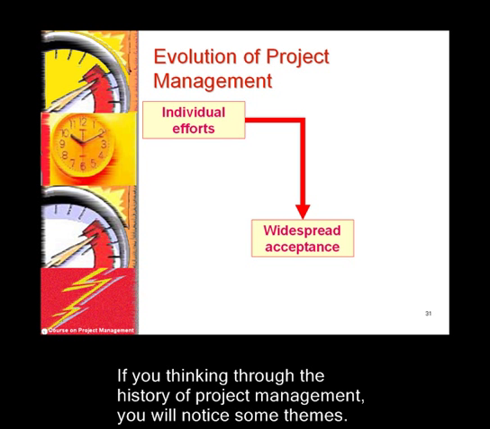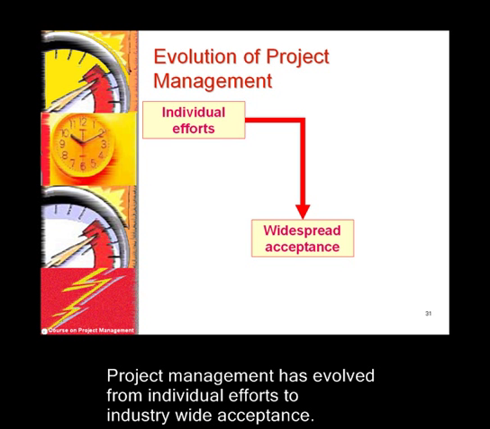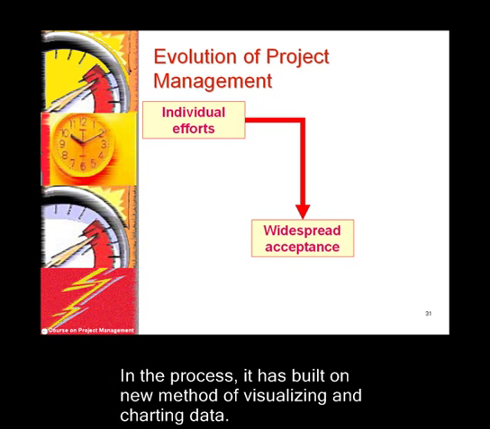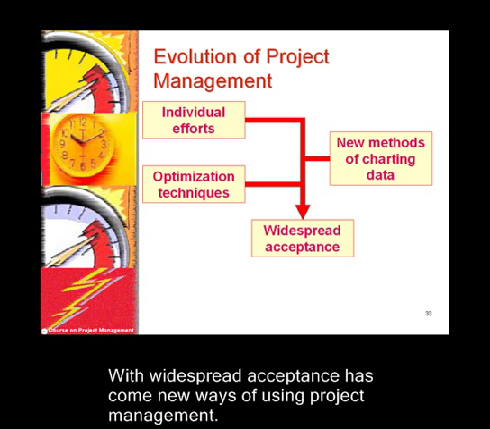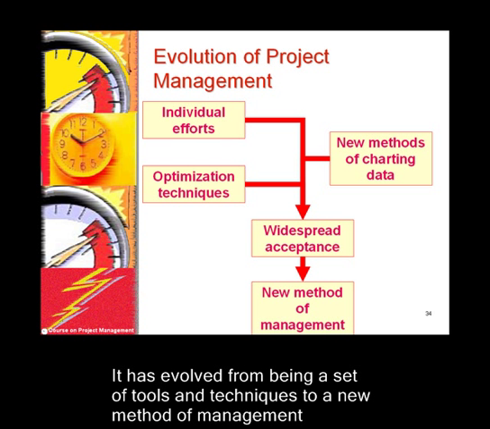If you think through the history of project management, you will notice some themes. Project management has evolved from the individual efforts to industry-wide acceptance. In the process, it has built on new methods of visualizing and charting data. It has also added on to the progress in methods of optimization of schedules. With widespread acceptance has come new ways of using project management. It has evolved from being a set of tools and techniques to a new method of management.